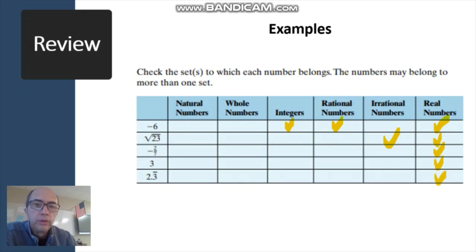-2/7: not natural, not whole, not integer, yes, rational. Number 3: yes, a natural number, yes, a whole number, yes, an integer, yes, a rational number, not irrational. And 2.333333 all the way to infinity: not natural number, not whole number, not integer, rational. Remember, if the decimal is repeating, yes, you can represent it as a rational number and not irrational.